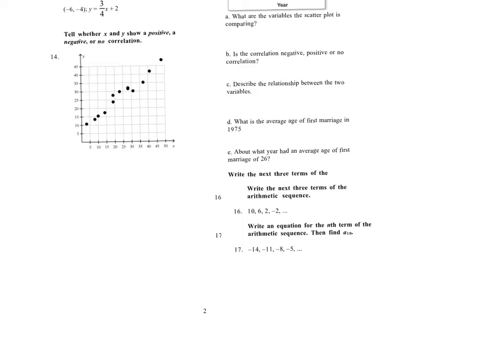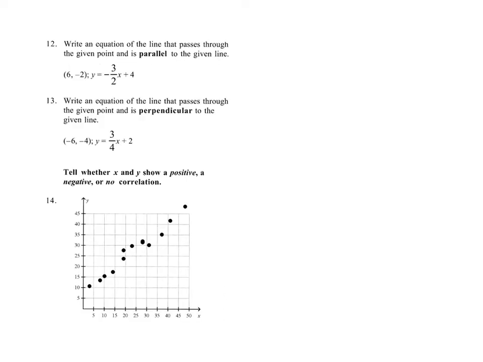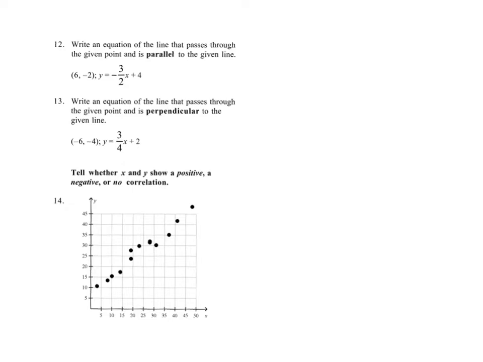Let's see. This was the second page, the back page of the worksheet here. So we're going to start with 12, 13, and 14. Write the equation of a line that passes through the given point and is parallel. Well, what do we know about parallel lines? They have the same slope. So the slope of this is negative 3/2. So the slope of our new line is going to be negative 3/2.